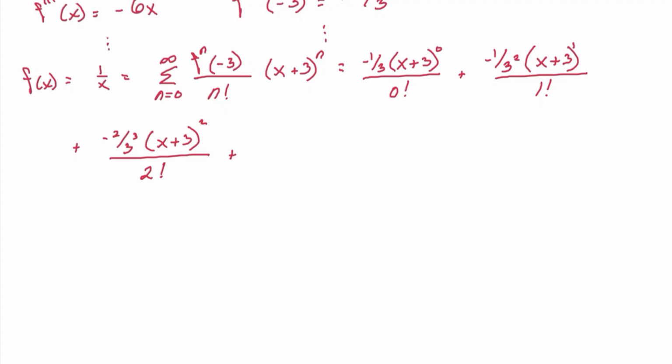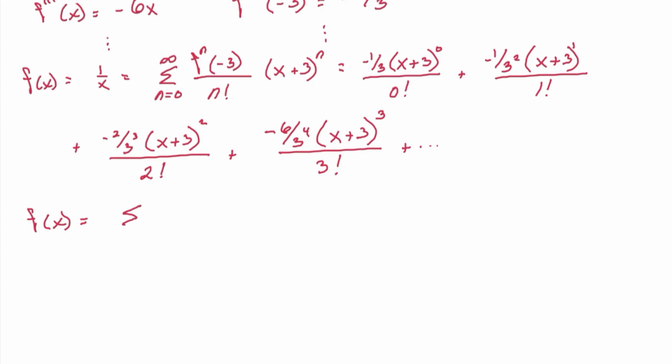Let's do one more. Negative 6 divided by 3 to the 4th times x plus 3 cubed, all divided by 3 factorial. And that pattern will continue. So let's see if we can see what's happening.